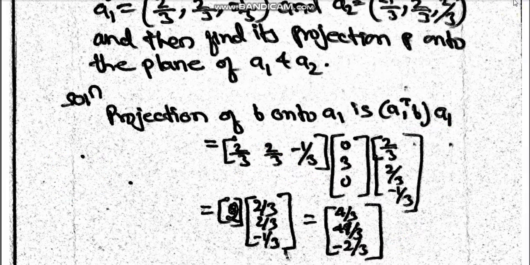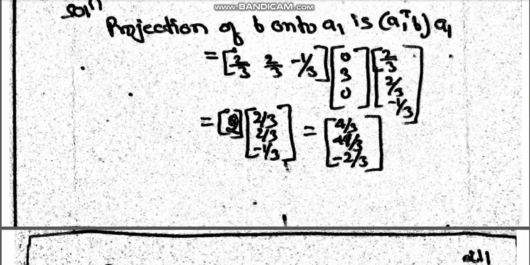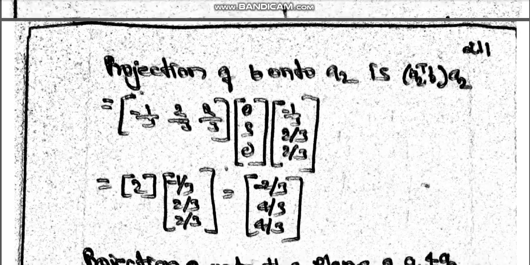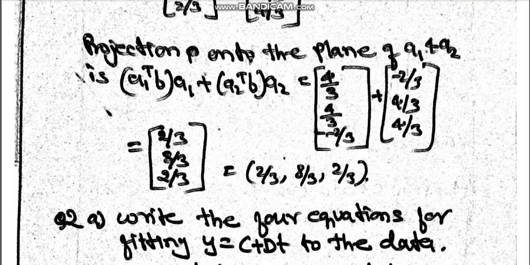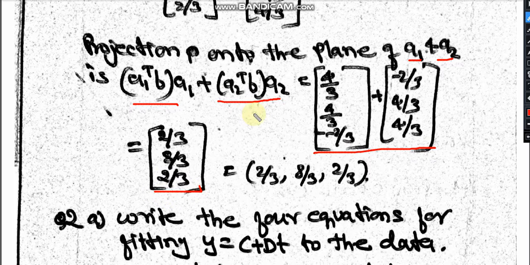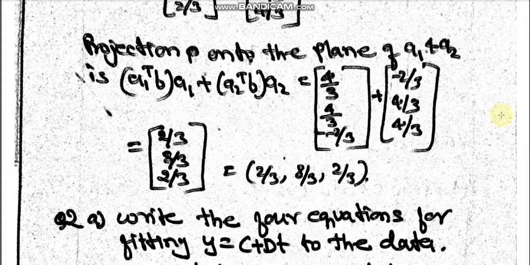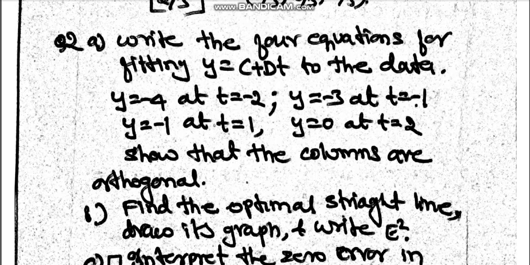So this is the projection of B onto A1, and similarly you can find it for A2, and then add the projections. We have the projection P onto the plane of A1 and A2, and plane means you have to add both together. So you have the projection of B on A1 and the projection of B on A2. Just add them and you get this. Or you can add A1 plus A2 first and then find the projection. So this is the projection vector. Direct question.